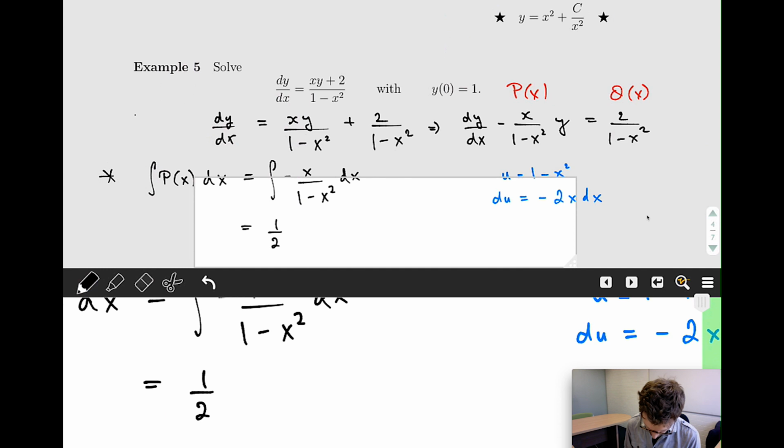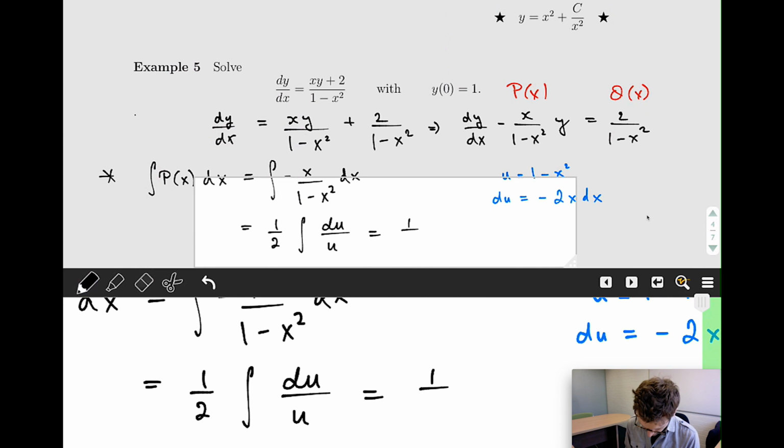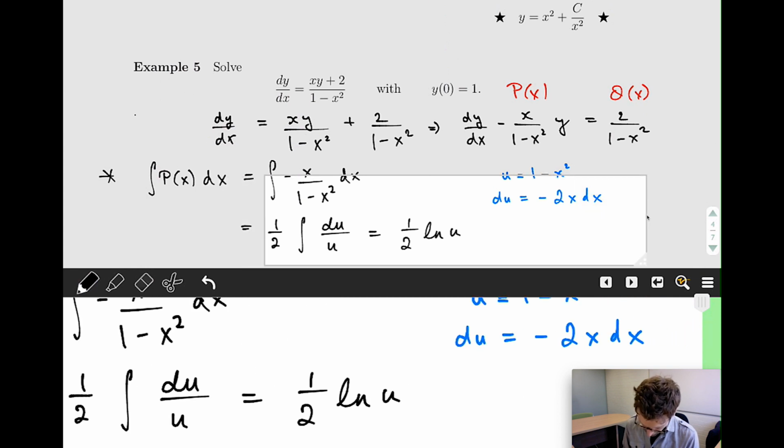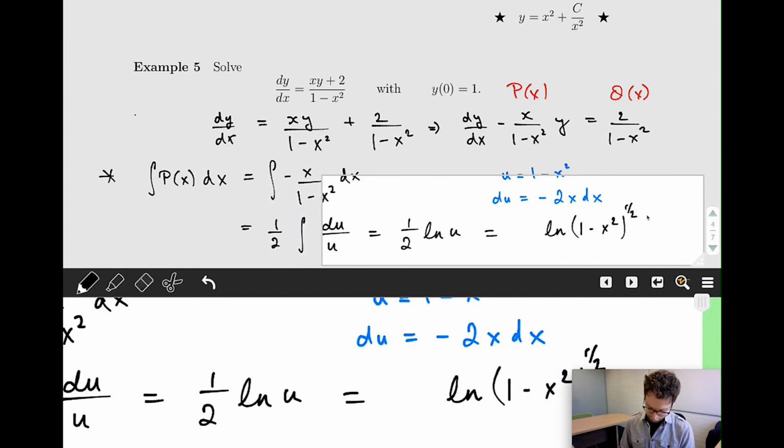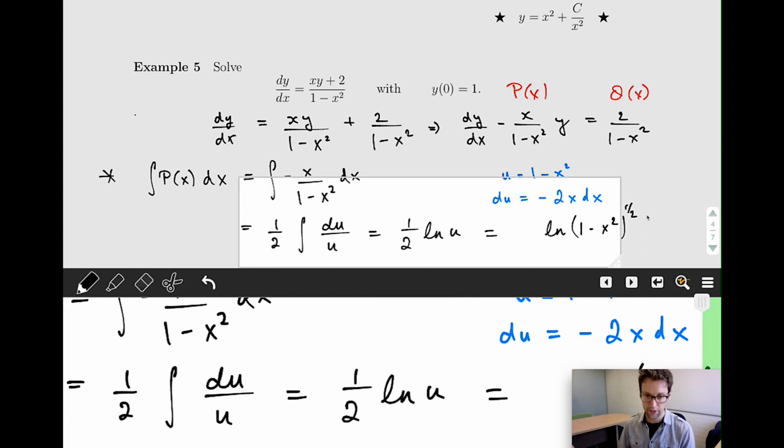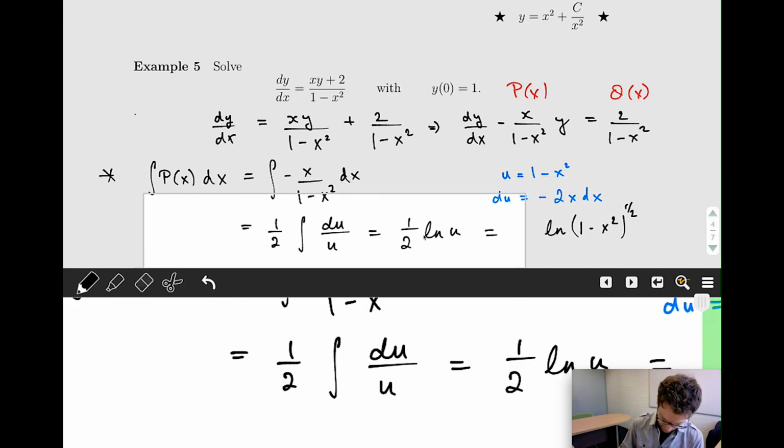So this integral then becomes a half times the integral of du over u. So I get a half natural logarithm of u, or putting back in u again, I get 1/2 natural logarithm of 1 minus x squared. And in fact, I can even simplify this a little bit better. I can take that factor of a half and turn it into a square root. You notice here that I didn't include a constant of integration when I did this integral, because again, I'm not going to include the constant of integration when it appears in the integral for p of x.